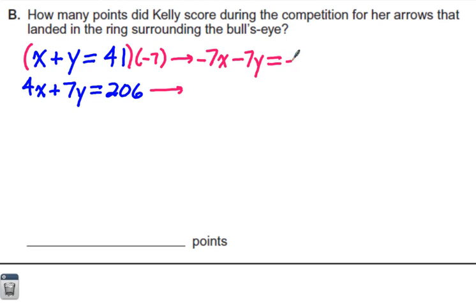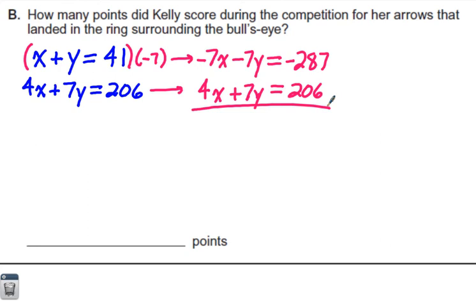Negative 287. And then this bottom equation was good as it was. Didn't need to change it. And so now those are gone. Negative 7x plus 4x is negative 3x. And negative 287 plus 206, once more to my calculator, is negative 81.